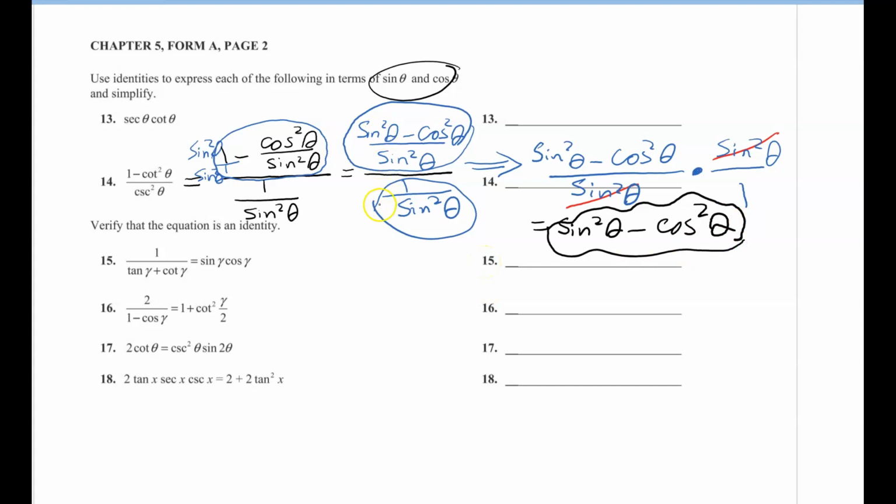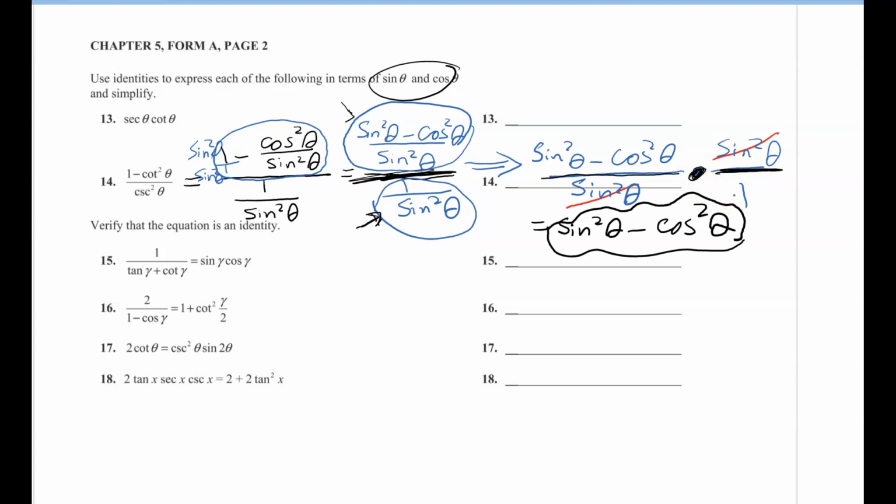Again, if you have complex fractions, you're going to simplify the numerator, simplify the denominator. In this case, the denominator is already simplified. Then you say numerator divided by denominator is the same thing as numerator multiplied by the reciprocal of the denominator. Instead of dividing, you should multiply, but by the reciprocal.